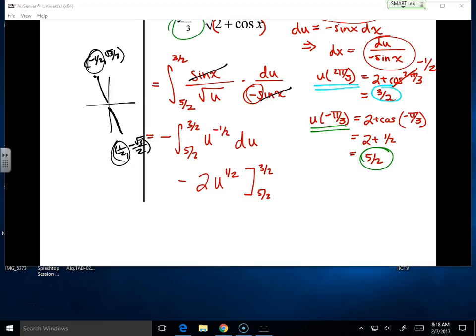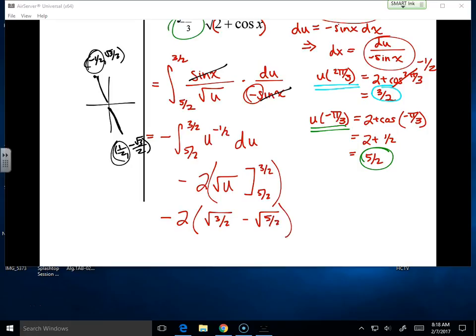U to the 1/2 is the same thing as what? Can I make it what we're more used to? Square root of u, right? Then we go ahead and do f of b minus f of a. I'm going to keep that negative 2 factored out just for sake of simplicity. I have square root of 3 halves minus square root of 5 halves.